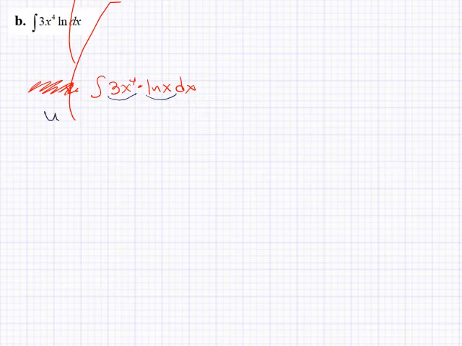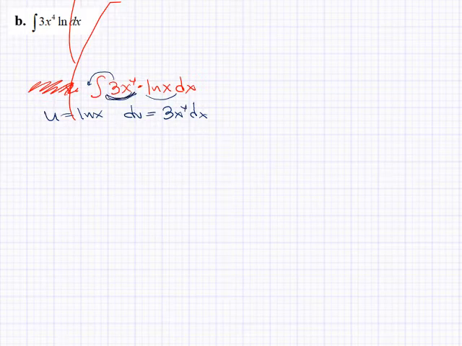So u has to, by default, be ln of x. dv is 3x to the fourth dx. You could pull this 3 out as a constant multiple. I like to leave it in when I do integration by parts. That way I don't have to worry about distributing it later. You could decide either way. du would be 1 over x dx. v would be 3x to the fifth over 5. Remember, you're integrating.